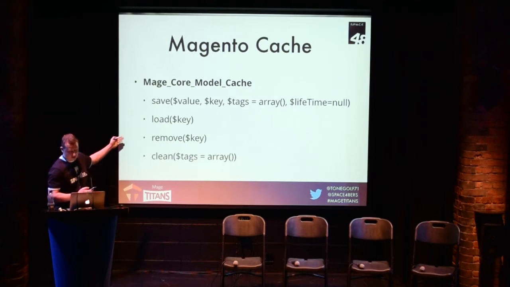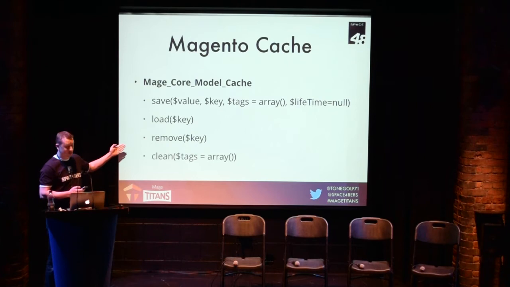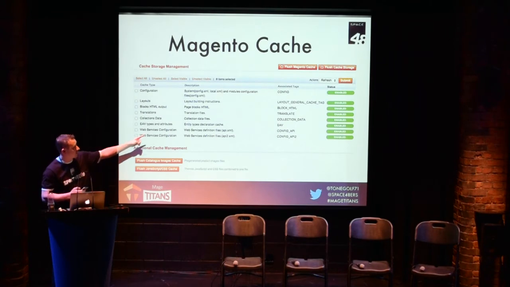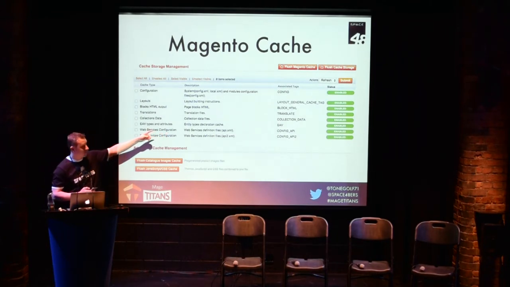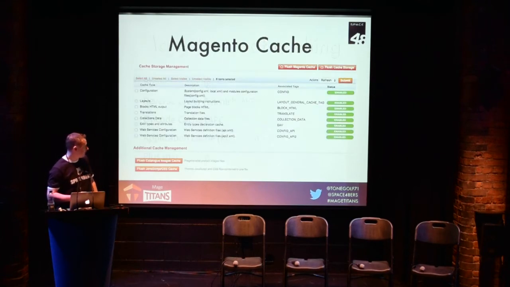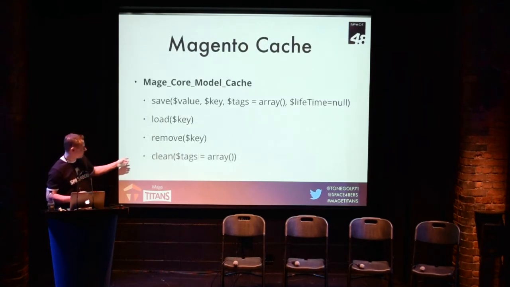But then you've got the ability to load that data in by referencing the key, and removing it explicitly. But the cleaning is the aspect that we're talking about with the tags, so you get to pass in the tags that you want to clear, and that will magically happen. So if we passed in the associated tag of config into the clean function, then that would clean out all the values in the cache that are related to config.